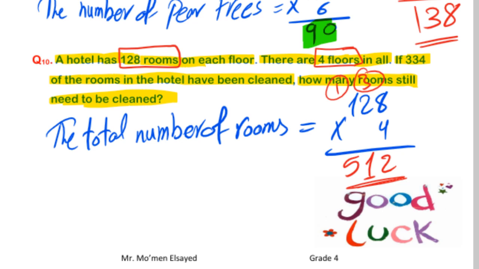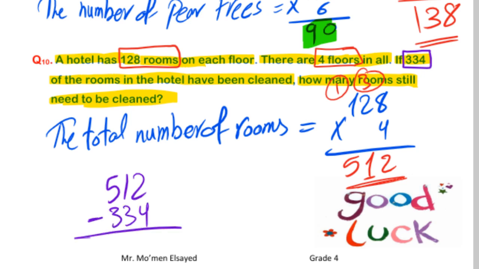And then we have here the number of cleaned rooms. So let's subtract to get the number of rooms still need to be cleaned. 512 minus 334. Let's start with the ones place. 2 minus 4 can't be because 2 is smaller than 4. Let's borrow 1 from 1, it will be 0, and 2 becomes 12. 12 minus 4 equals 8. 0 minus 3 can't be, so borrow 1 from 5, it will be 4, and 0 becomes 10. 10 minus 3 equals 7, and 4 minus 3 equals 1. So that's our total number of rooms that need to be cleaned.